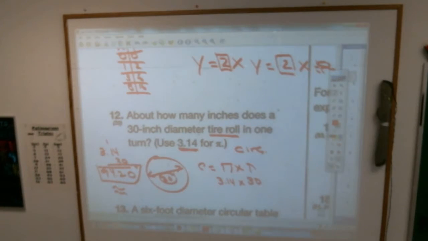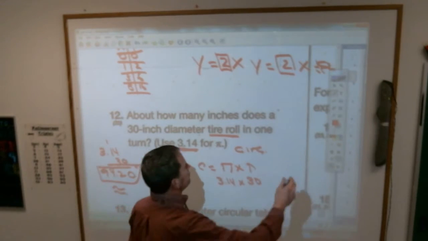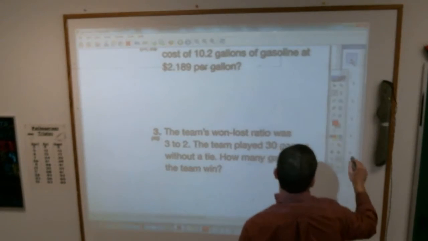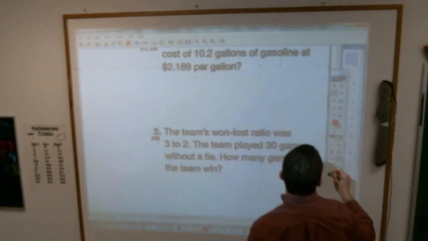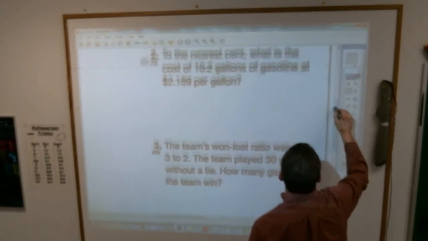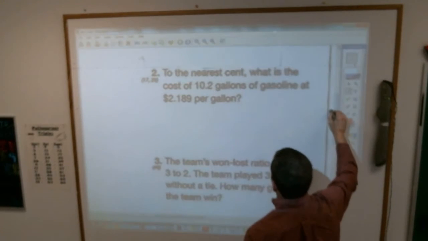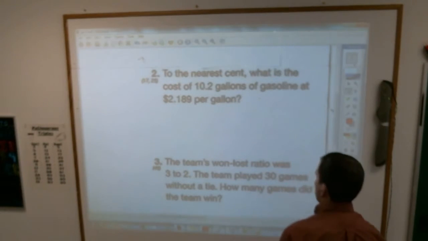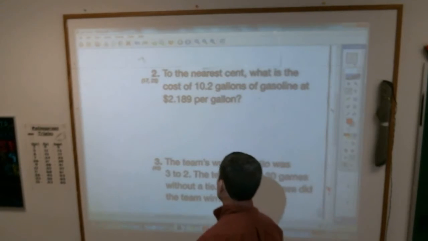Brianna Massey. Would you round the number to the nearest? Would you round? Well, if it says to the nearest, that's a very good indication that it is rounding. Wait, how come I can't? To the nearest cent, what is the cost of 10.2 gallons of gasoline?